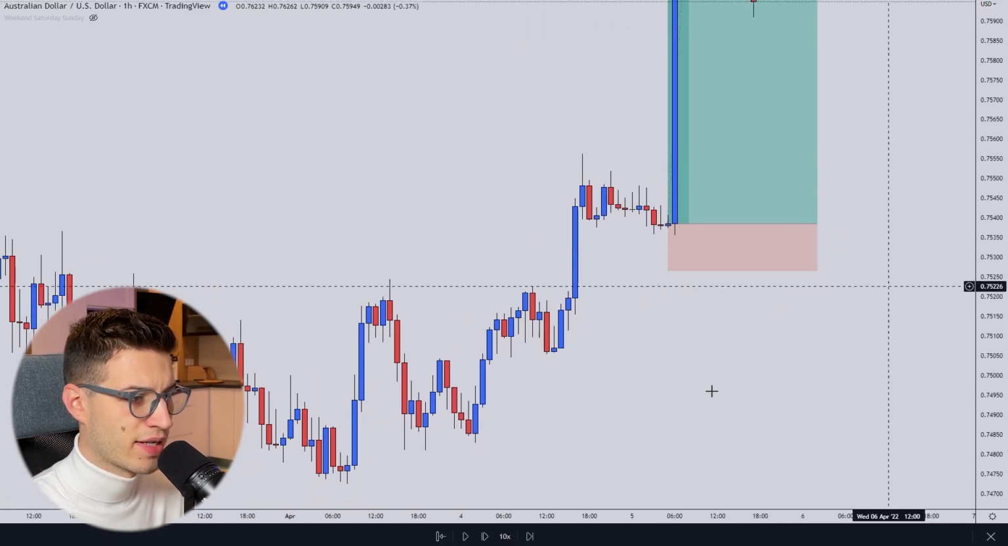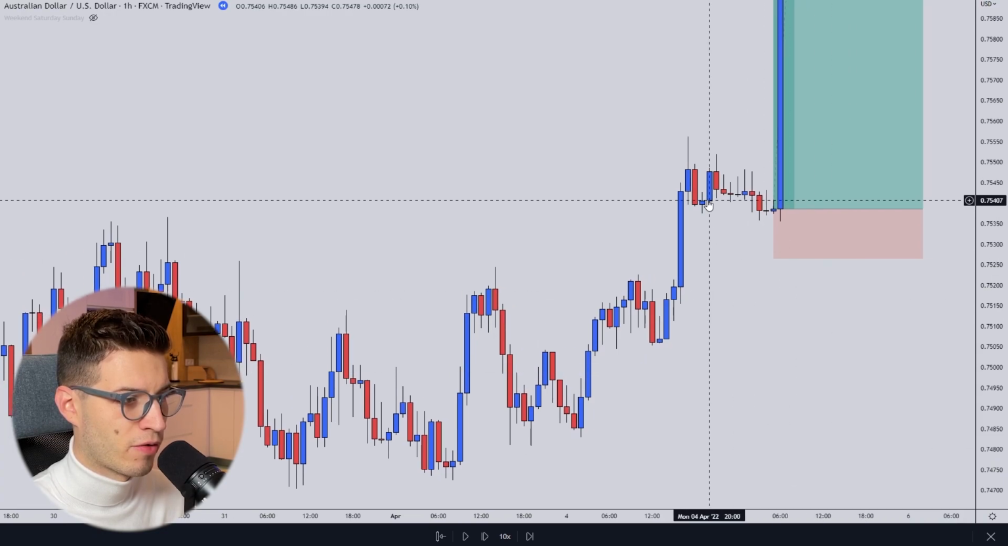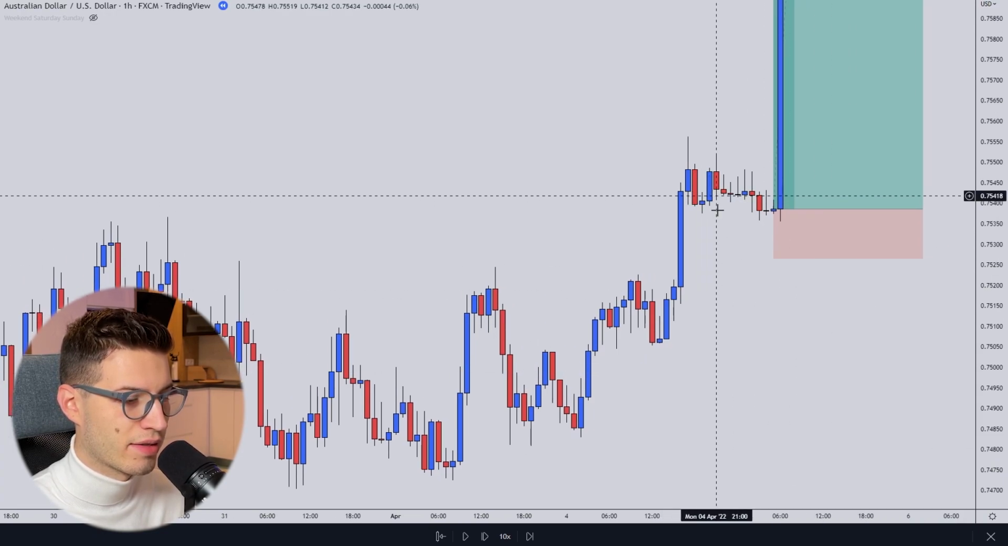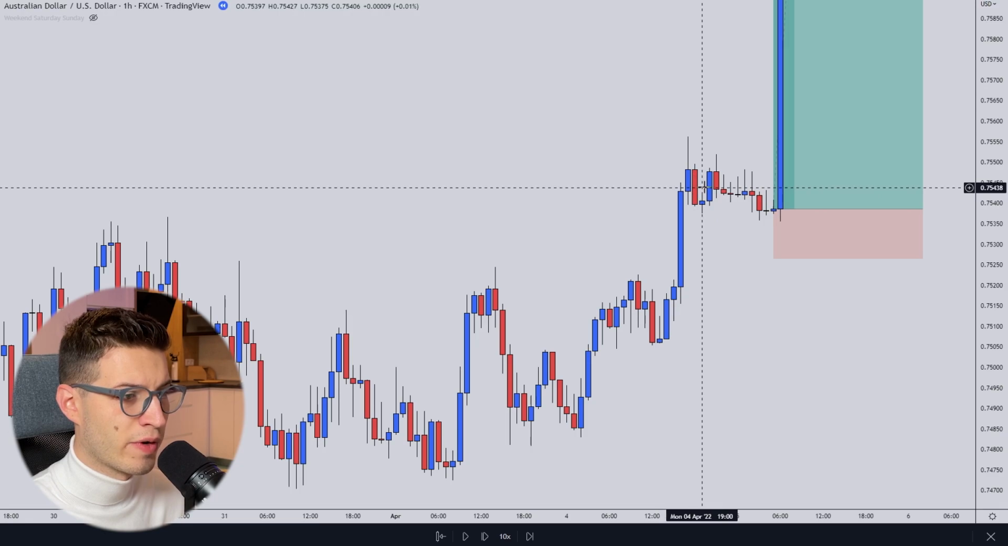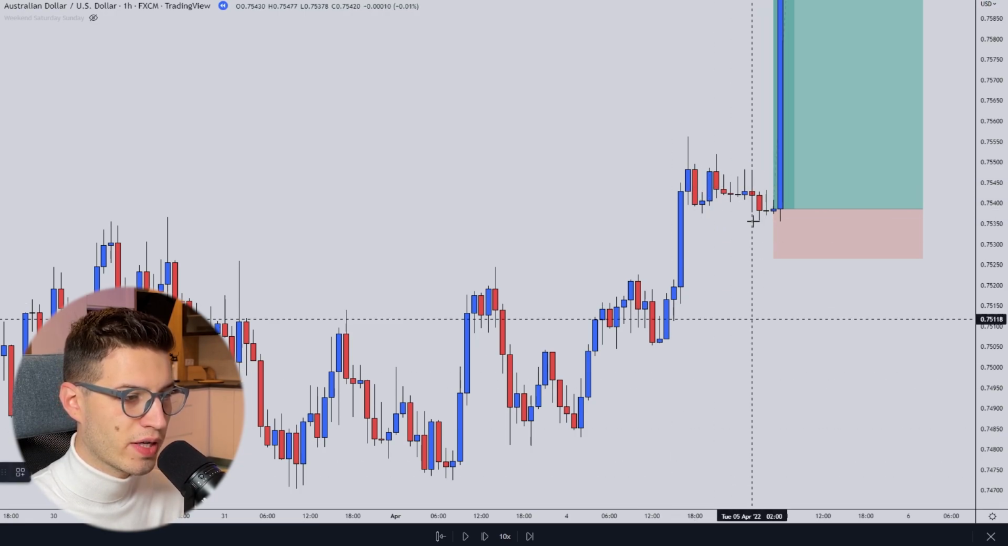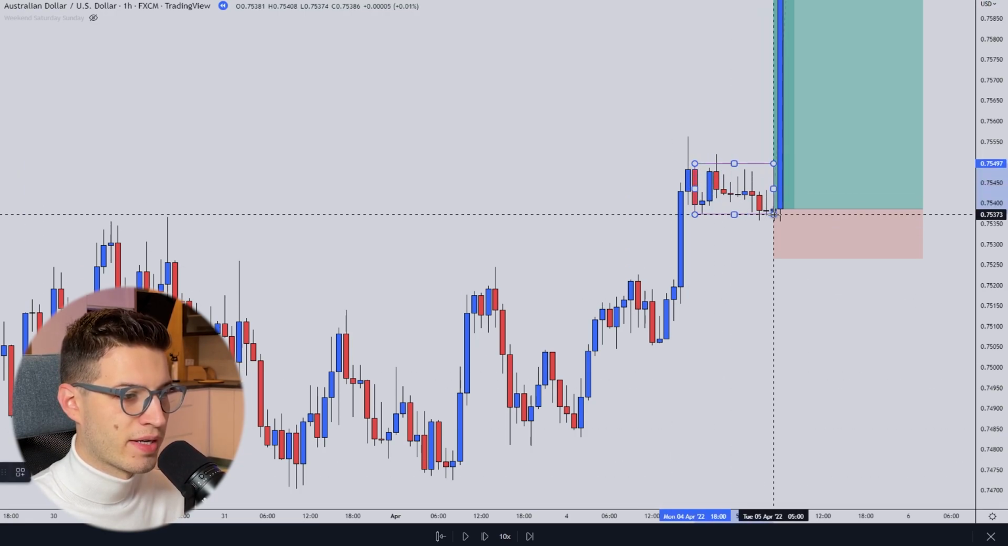And this is a really good example of what we need to see in the flag formation. We need to see small candles. We need to see small candles moving sideways. So they're not moving down, they're not moving up. They're moving sideways. They are ranging. We need to see a range.